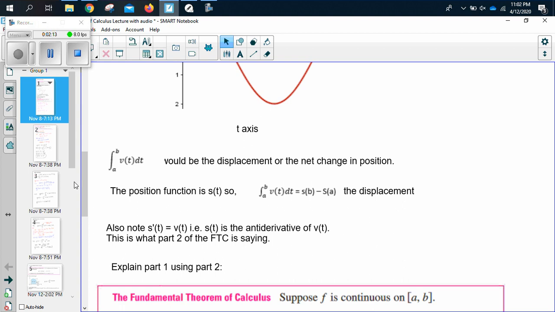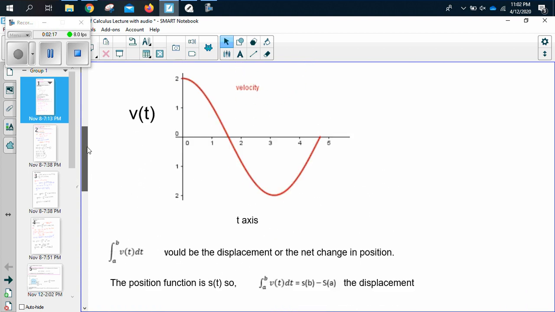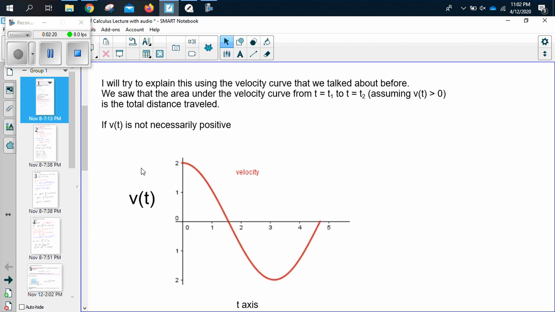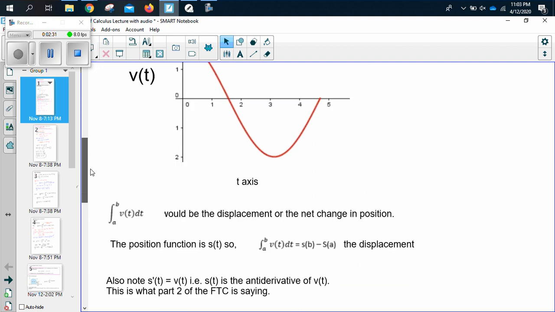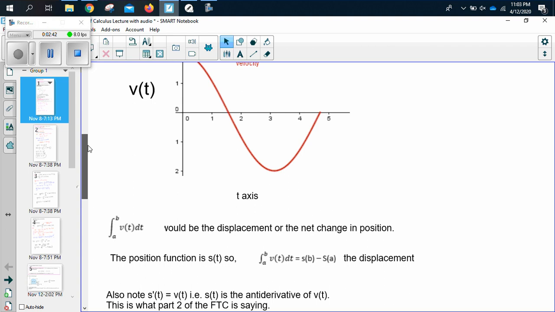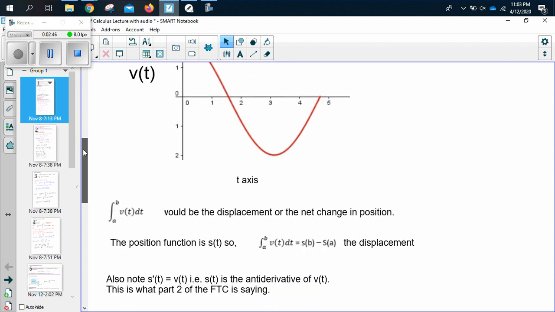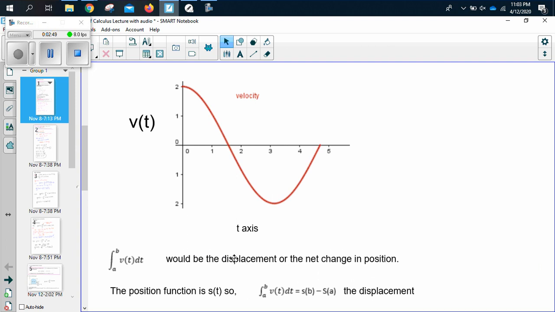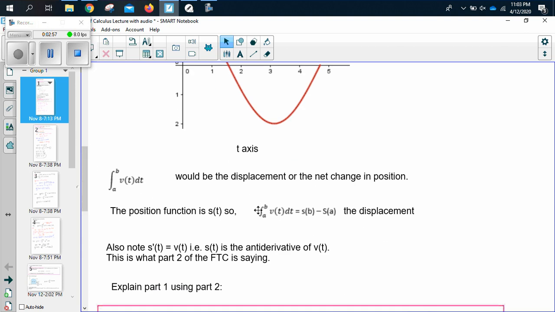So what we're saying here is that, like with the velocity curve, if we integrate v of t times delta t, really, if you think about the approximation with the rectangles, and if you remember back in the previous section, we add the area above the curve and we subtract the area under the curve. Then what the second part of the fundamental theorem of calculus is saying is that if we find the antiderivative, which is the position function, and evaluate it at b and then evaluate it at a and take the difference, that will give us this displacement. So that's what part 2 is saying.